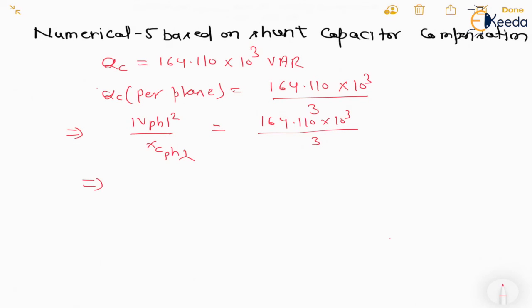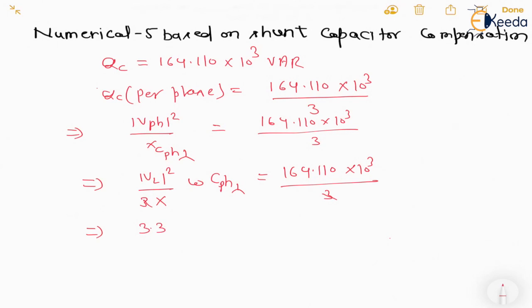VPH is equal to VL upon root 3, so VPH square is VL square upon 3. So I can write VL square upon 3 into XC per phase for star, which is omega into CPH star, equal to 164.110 into 10 to the power 3 divided by 3. The 3 cancels out. So now we can put in all the values. The line voltage has been given as 3.3 kV, so 3.3 into 10 to the power 3.